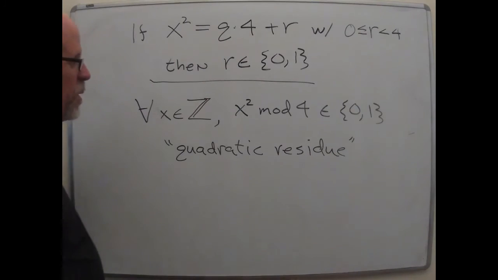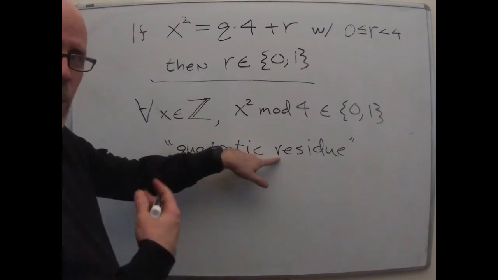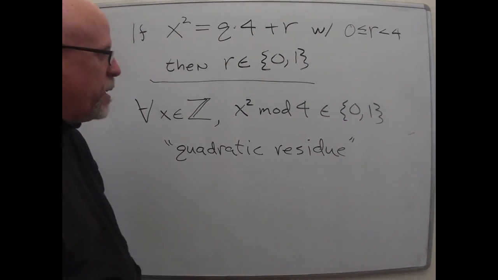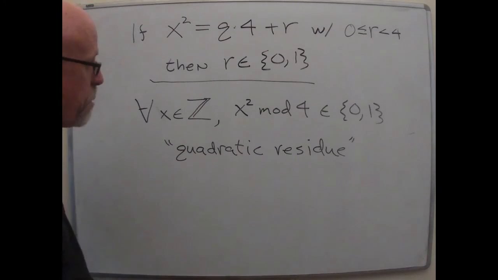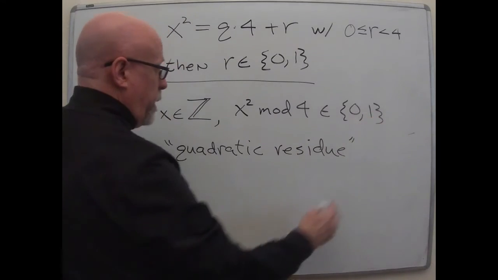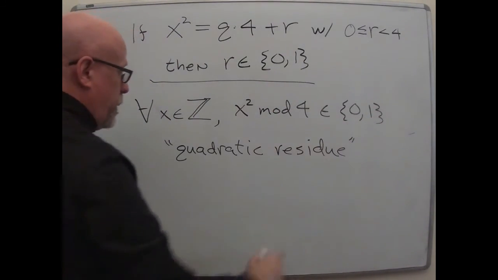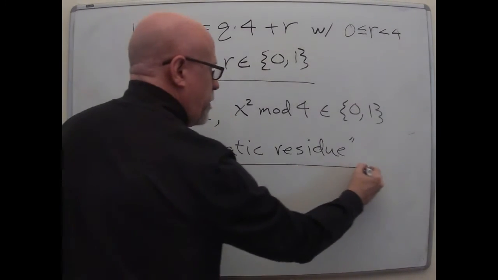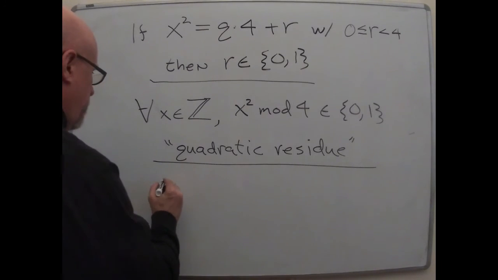Quadratic residue. Quadratic because we're talking about squares. Residues are an old-fashioned way to talk about the different values you get when you take things modulo some number. In this case, we're talking about residues mod 4. So all possible residues are 0, 1, 2, and 3. The quadratic residues in this case are just those, 0 and 1. Let's give another example of a set of quadratic residues. Consider mod 7.